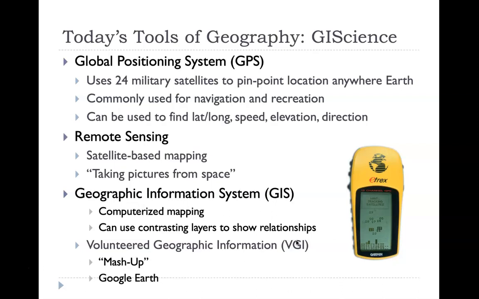It can also be used for recreation, like geocaching, things like that. It can also be used to find the latitude and longitude, not that people use that a whole lot to describe their location. It can give the speed of something that's moving, the elevation of a place, and the direction that you are going. Right? The second way that we look at this is something called remote sensing, and that is satellite-based mapping. And instead of things being shot up to satellites, we see high airplanes or satellites taking pictures, right, from space.